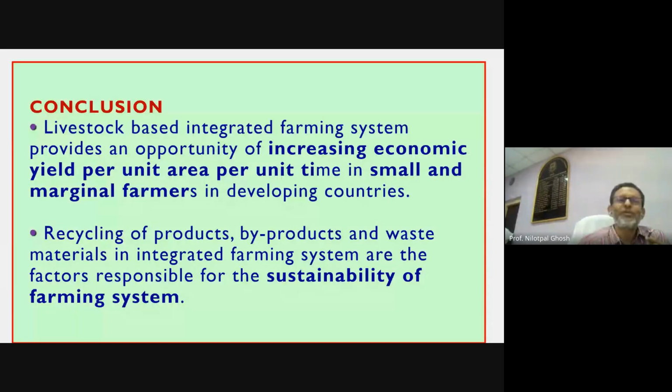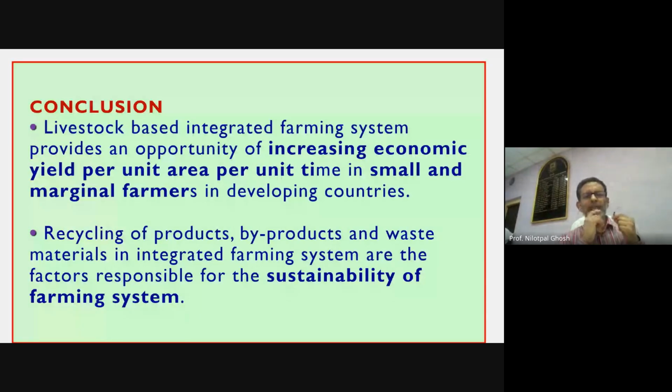Now coming to the conclusion that yes, livestock-based integrated farming system provides an opportunity of increasing economic yield per unit area, per unit time for the small and marginal farmers. This is very important because we cannot increase the land, we have limited time, and we need the income, especially for the small and marginal farmers. So considering this land, time, and the resource availability of the farmers, this integrated farming system comprising the livestock may be an option.